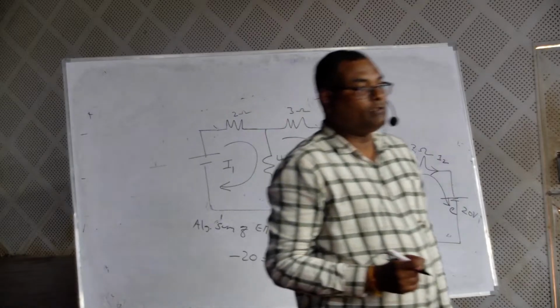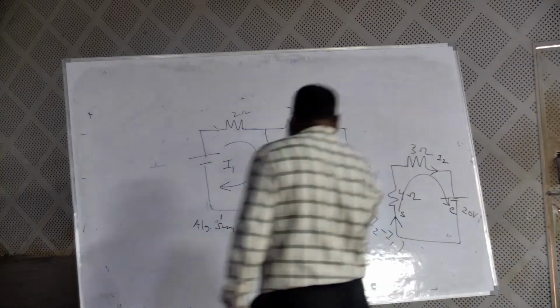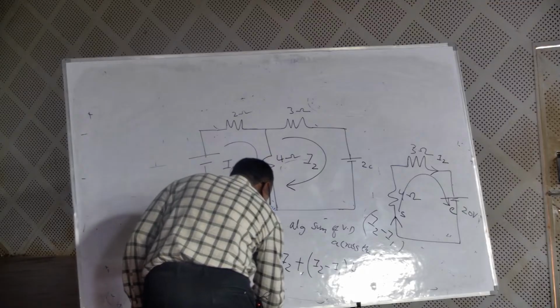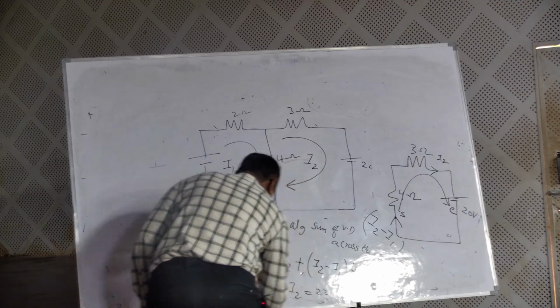If we do the calculation, we get equation 2. So what will be the equation? 4I1 minus 7I2 is equal to 20. Equation 2.